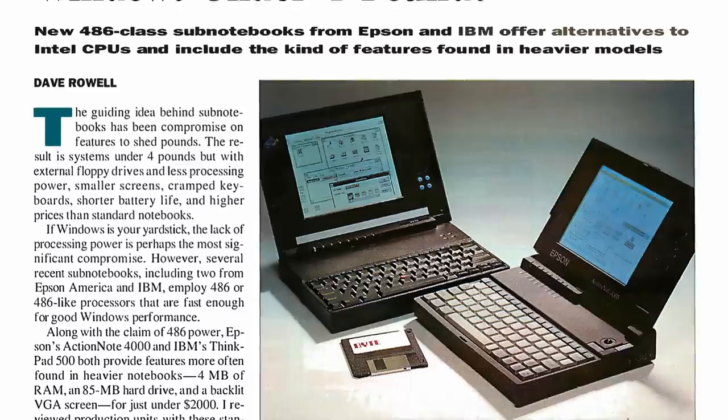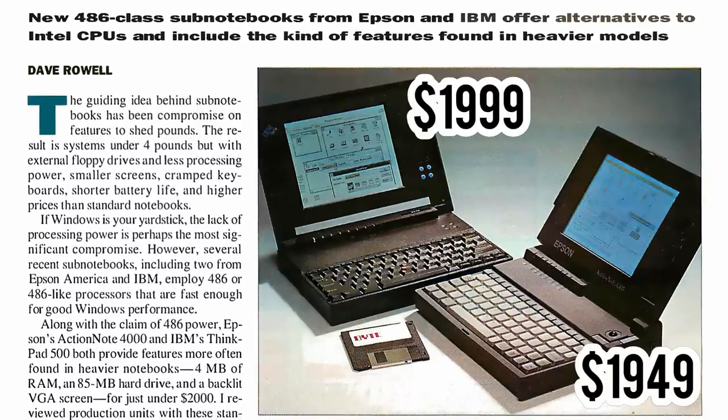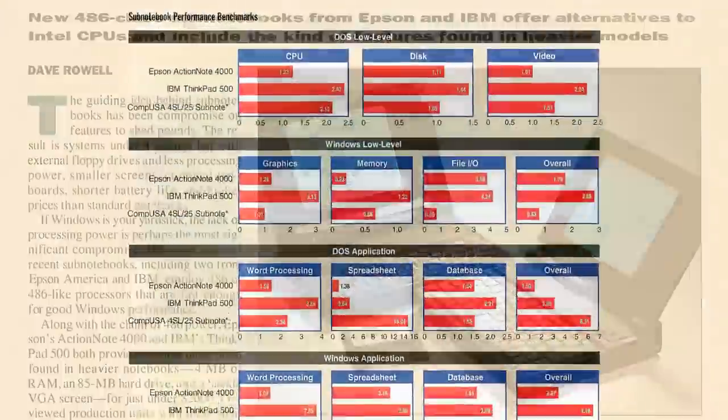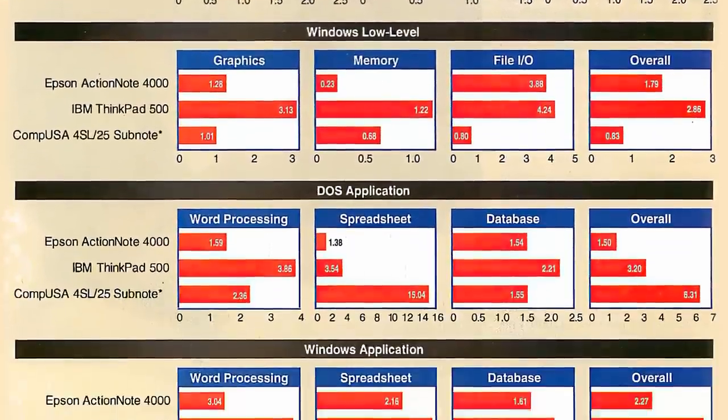In November 1993, Byte magazine were one of the first to review it, pitting it head-to-head with the mighty IBM ThinkPad 500, under the classification of sub-notebooks. "The guiding idea behind sub-notebooks has been compromise on features to shed pounds. The result is systems under 4 pounds, but with external floppy drives and less processing power, smaller screens, cramped keyboards, shorter battery life, and higher prices than standard notebooks." A tough category to fit in, and you can see that the ThinkPad 500 beats it in almost every way.